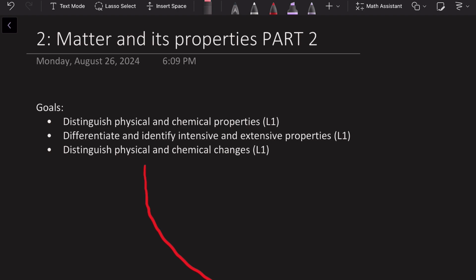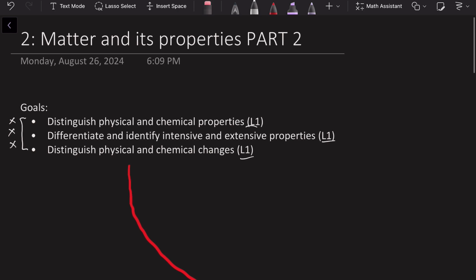Last time what we covered was matter, its phases, and the difference between pure compounds and mixtures. Today we'll go one step further and talk about physical versus chemical properties, as well as intensive versus extensive properties. These are also level 1 topics, and like the previous goals that we covered in part 1, they're pretty isolated, so we won't be seeing them again in future chapters. So take these 3 points and make sure to study well.